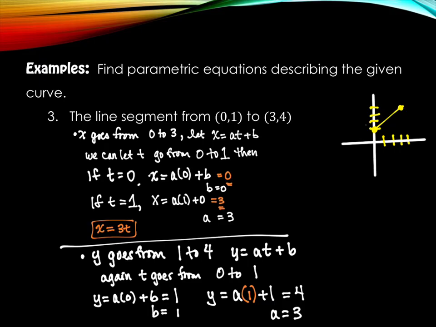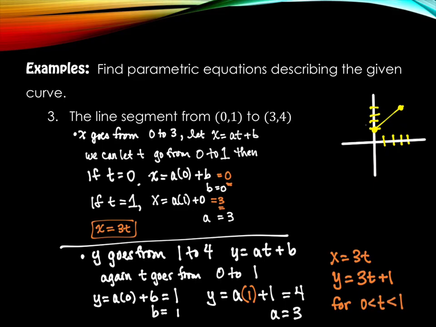So my Y equation for my parameter here is going to be 3T plus 1. So I have X equals 3T, Y equals 3T plus 1, and I have to specify over what interval I let T go. This is for 0 is less than T is less than 1.